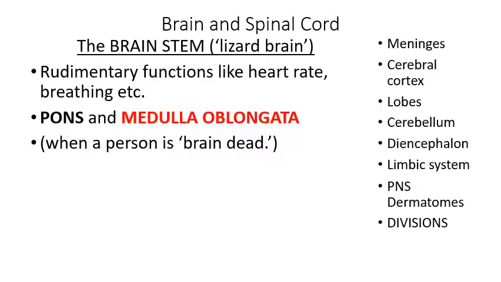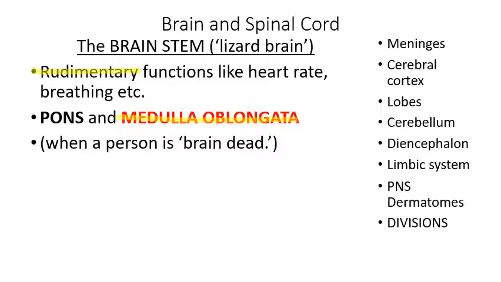All right, the brainstem is the lowest part. Basically, the brainstem is the top of the spinal cord, just above the top of the spinal cord, and it's responsible for rudimentary functions. Rudimentary means basic functions like heart rate and breathing. And we learned about the medulla oblongata in the lecture on the respiratory system.